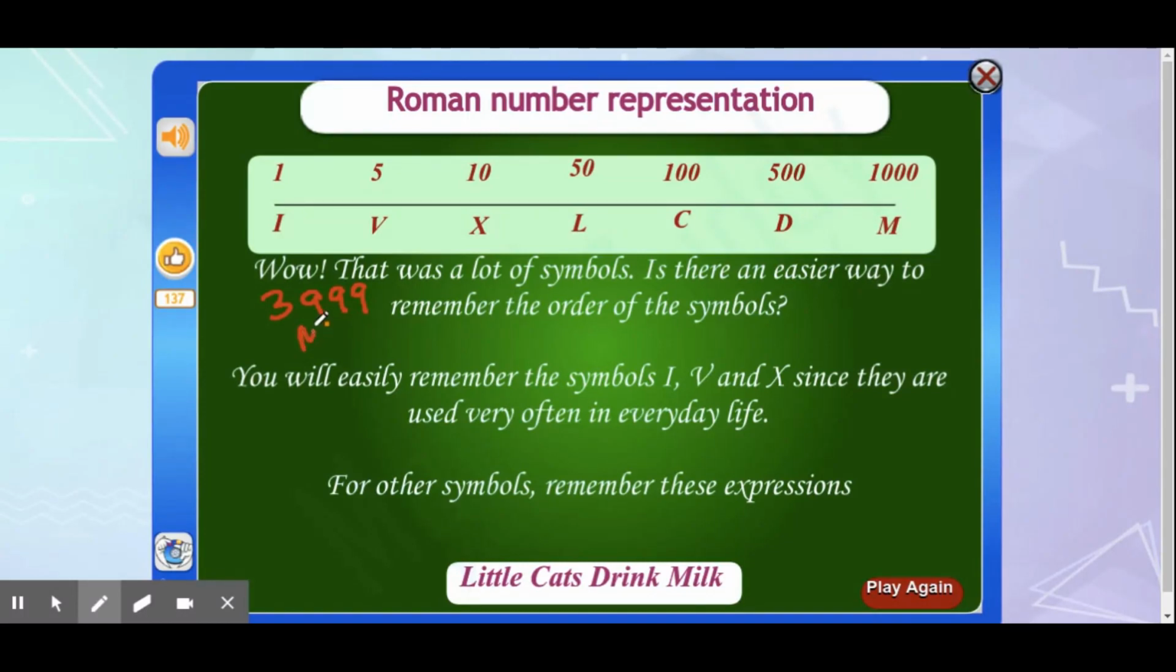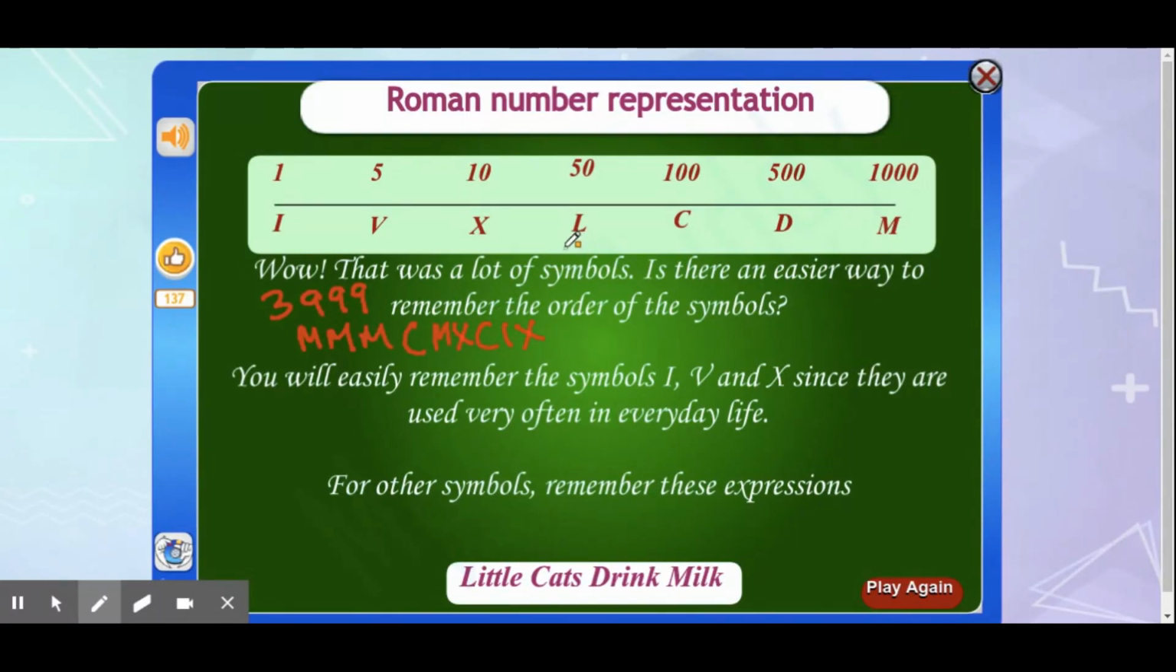We write this as M for 3000. Then I put CMX, and then CIX, right? That represents 3999, right? Now, how about the numbers that are more than this?